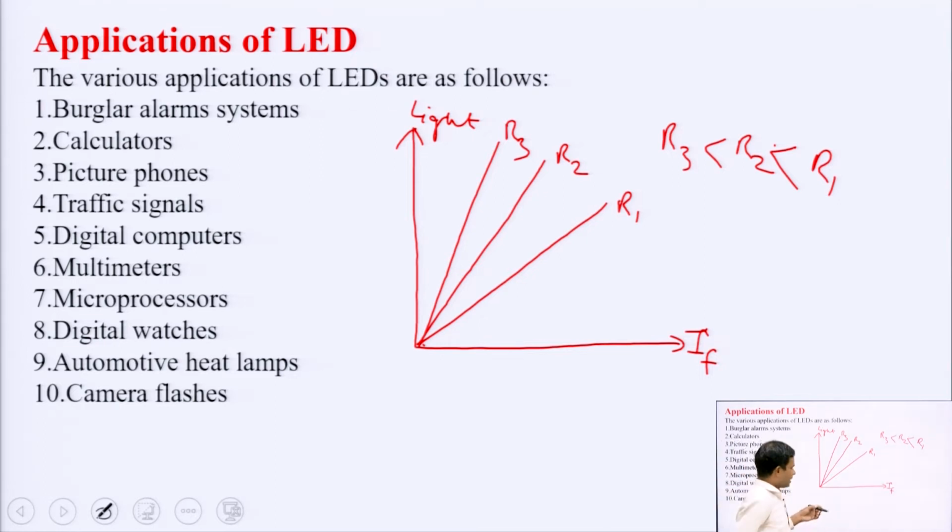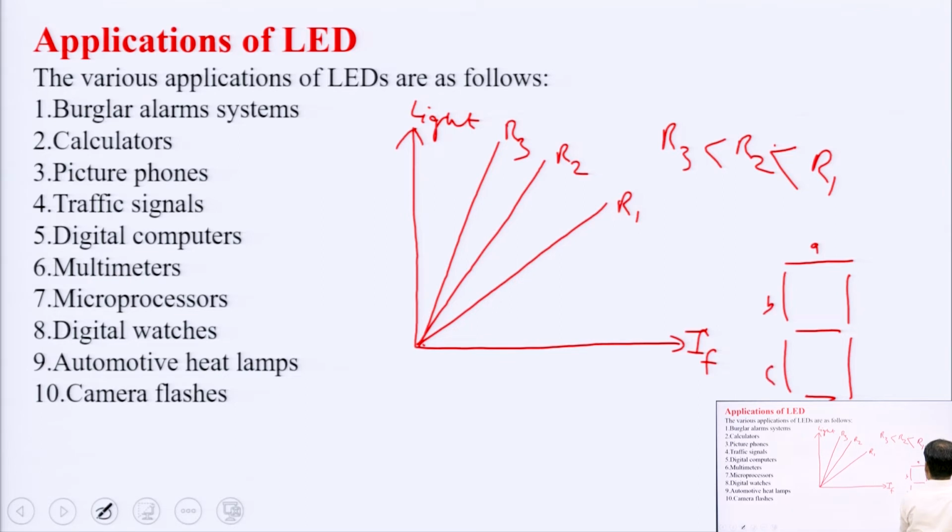The famous application of LED is the 7-segment display. This is the 7-segment display. We always use this in any digital display. The segments are called A, B, C, D, E, F, G. This is the 7-segment display.